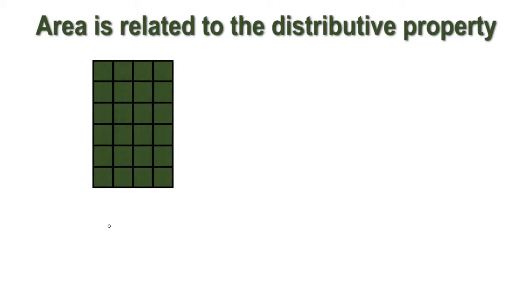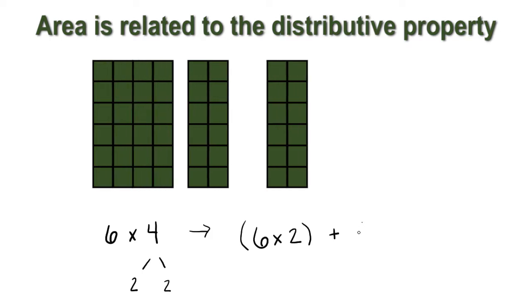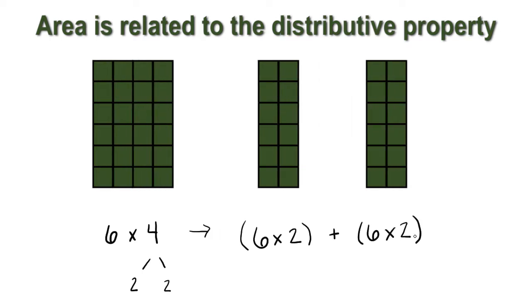Additionally, students related area to their work with the distributive property. For example, here is a 6x4 array. Students can use the distributive property to break apart large arrays into 2 smaller arrays for easier computation. This 6x4 array can be broken down into a 6x2 array plus a 6x2 array.